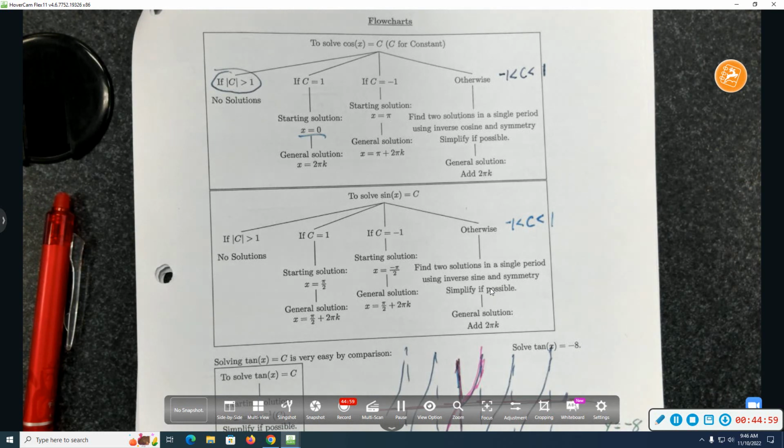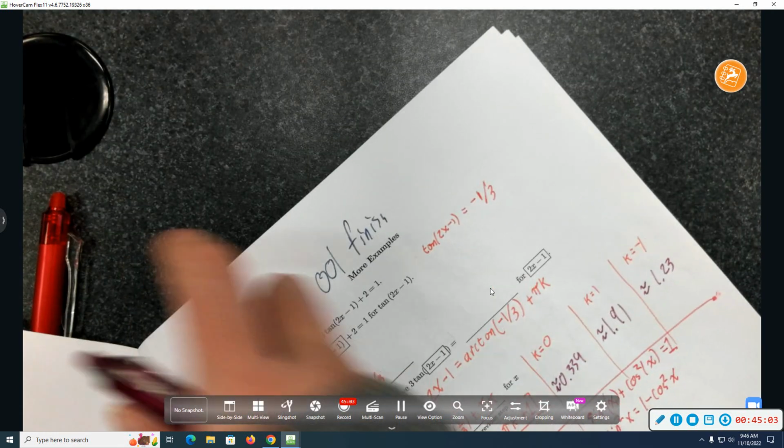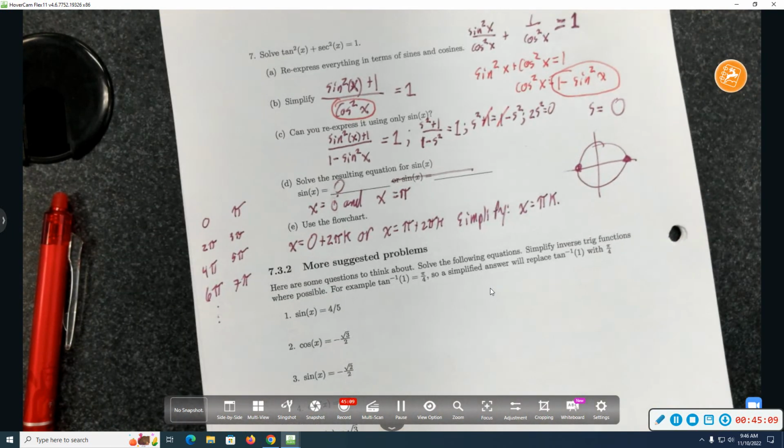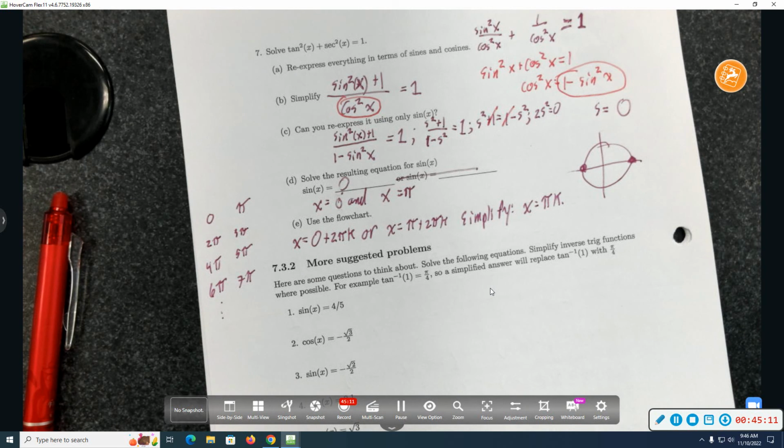Let's come together and just see how people are feeling on this front. So, sine of x equals 4/5. What's the solution to that? Well, what's the first solution to that that's the obvious one? Yeah, inverse sine of 4/5.